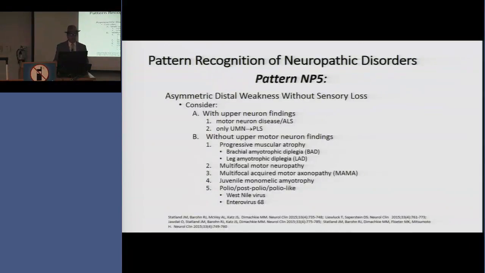Pattern 5 is asymmetric distal weakness without sensory loss. This is the motor neuron disease pattern. So if there is upper motor neuron findings, then the diagnosis is usually, unfortunately, ALS. If there are no upper motor neuron findings, then this could be progressive muscular atrophy, another sporadic form of acquired motor neuron disease, which is essentially ALS. But it also could be multifocal motor neuropathy, a treatable disorder, another variant of an acquired demyelinating neuropathy.